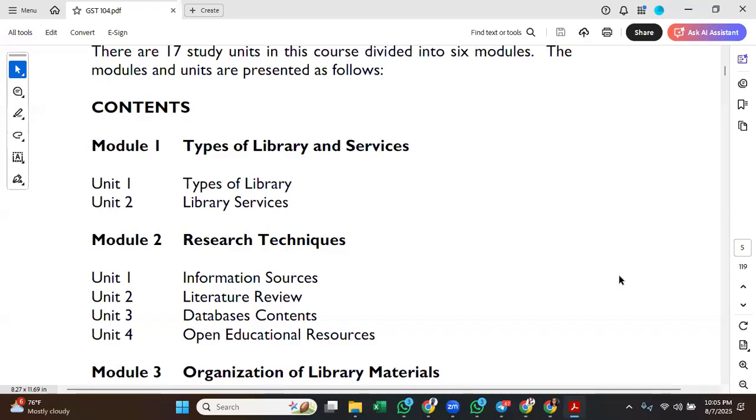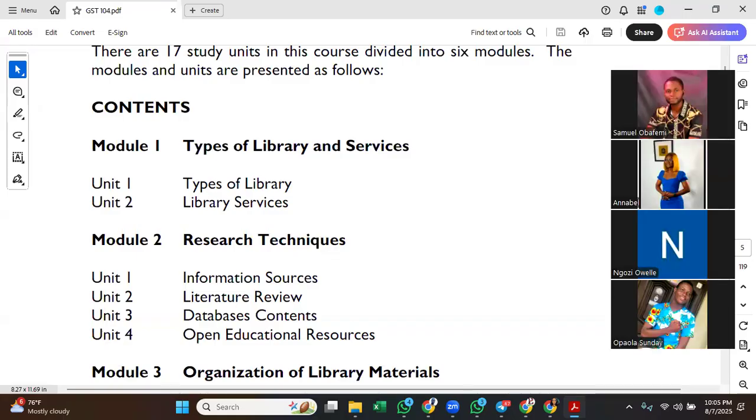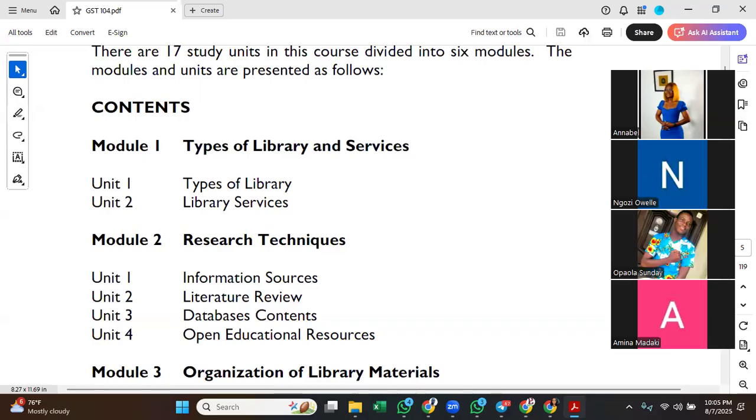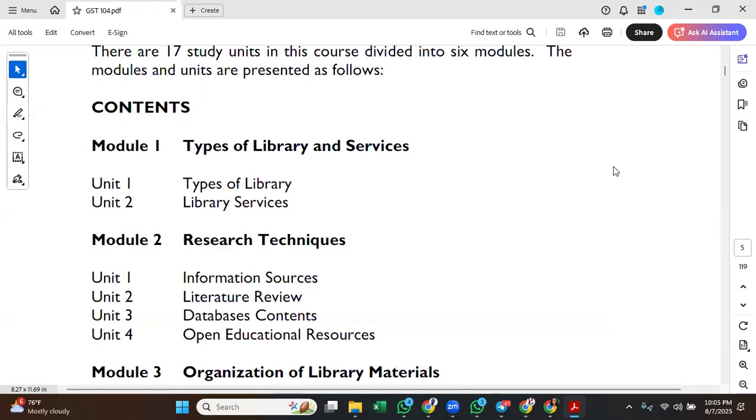What is a library? How did we come about library? What is being done in the library? Uses of library, importance of library, and operations of the library. That is everything about library. That is what this course is all about. So by the time you are done with this course, you should appreciate the library and also know everything you are expected to do when you find yourself in the library.